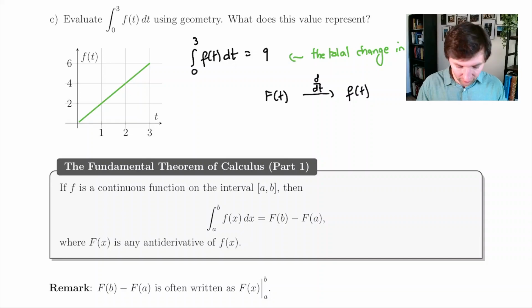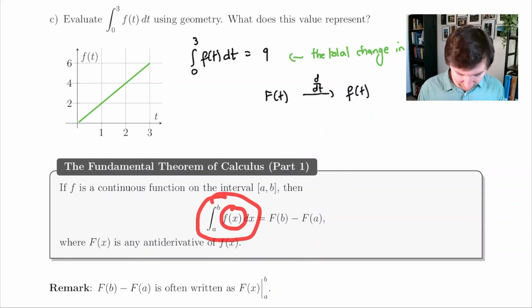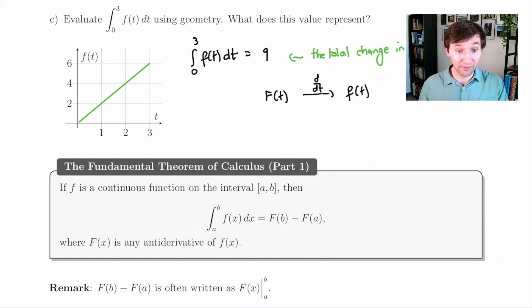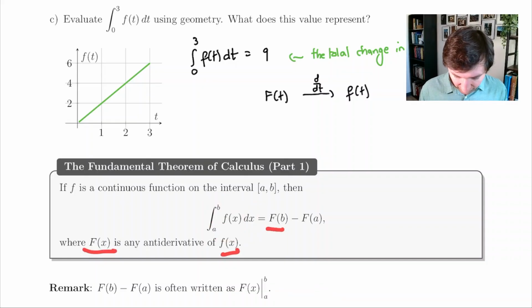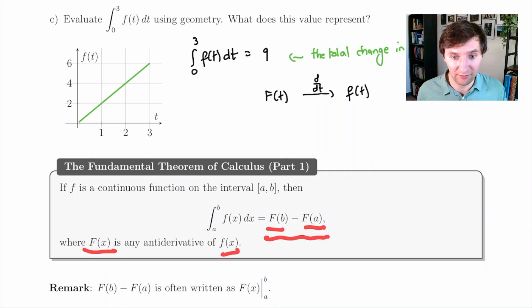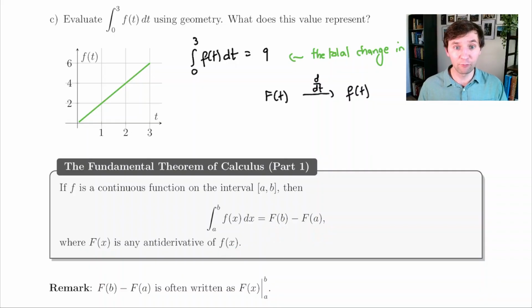Given a continuous function f on the closed interval [a, b], you can evaluate the definite integral of small f of x between a and b by simply finding any antiderivative of small f of x, evaluating that antiderivative at b, at a, and then subtracting the two results. This is exactly what we discovered in the exercise above.